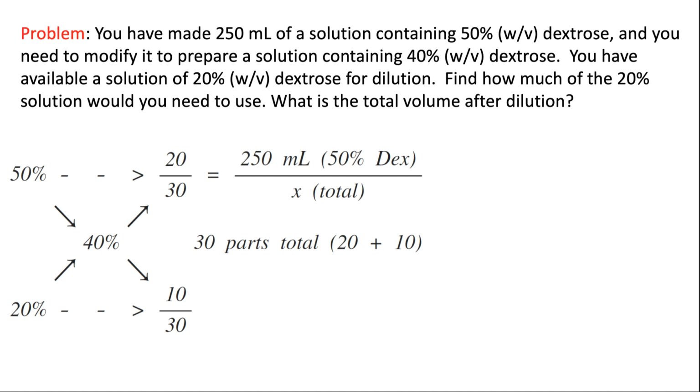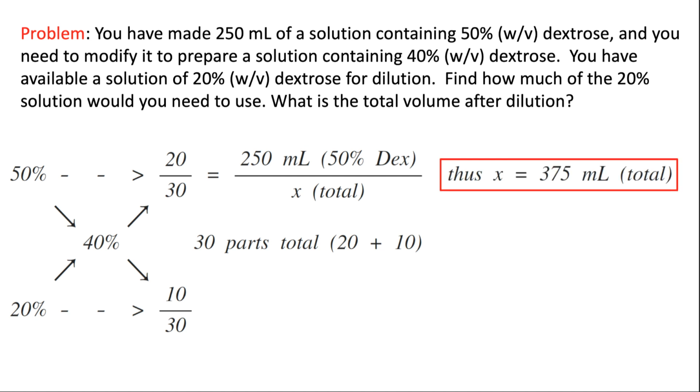So now let's set that equal to, since I've got that proportion, what I know in this question is that I'm starting with 250 mils of 50% dextrose. So if I set that equal to on top, I can set that over some total. X equals the total volume. Remember, 30 parts represents the total volume. So since I have 20 parts of my 50% dextrose over 30 parts of total, I can set that equal to 250 mils of 50% dextrose over X. Solve for X, and I now find the total volume of this solution that I'll need to make. So I'll essentially need to have a total volume of 375 milliliters total.